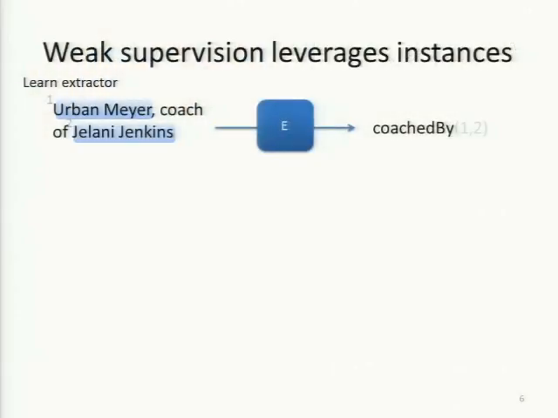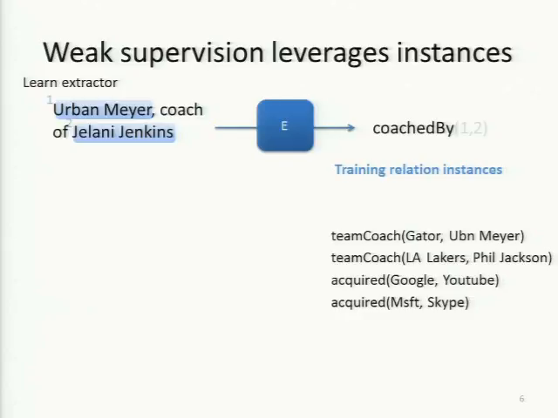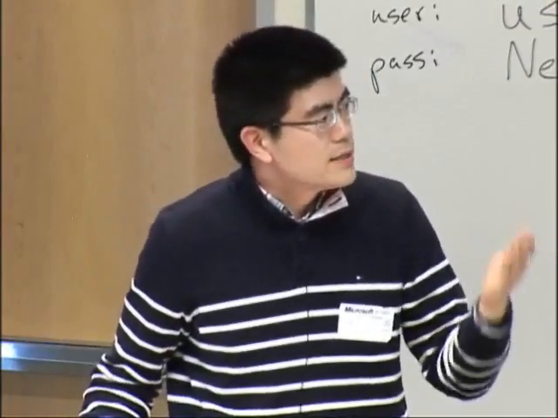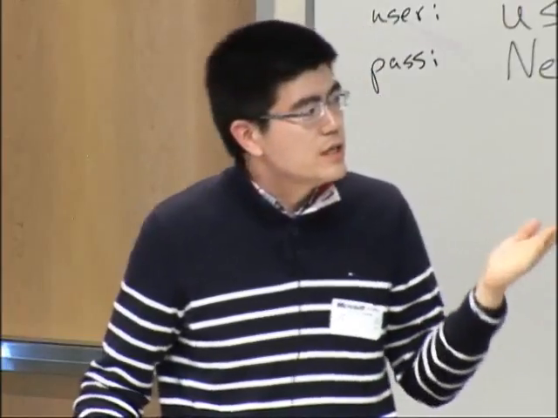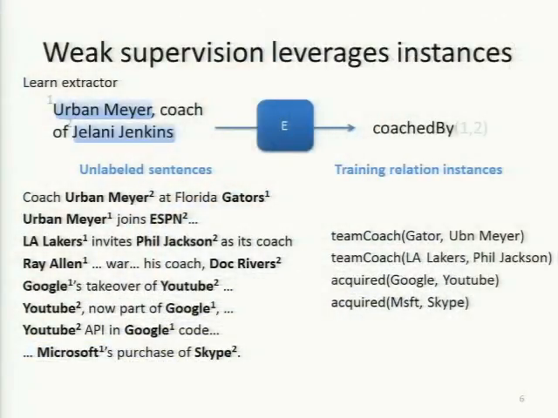So researchers want to avoid labeling sentences, so they propose weak supervision to leverage the instances. The idea is that it's hard to get labeled sentences, but it's easier to get labeled relation instances. For example, you know that the Gators and Urban Meyer satisfy the relation team coach. You know Google and YouTube satisfy the relation acquired. And it's also very easy to get a list of unlabeled sentences from whatever you can imagine.